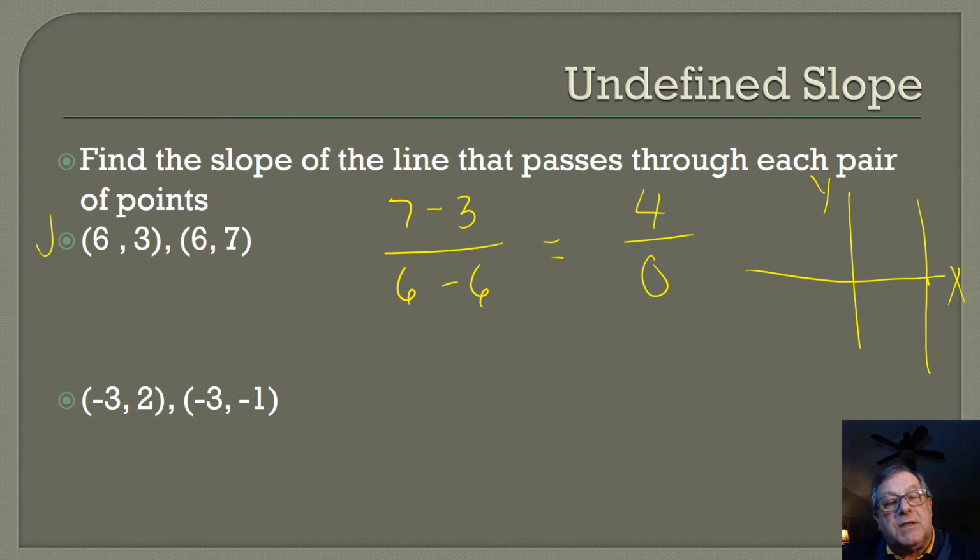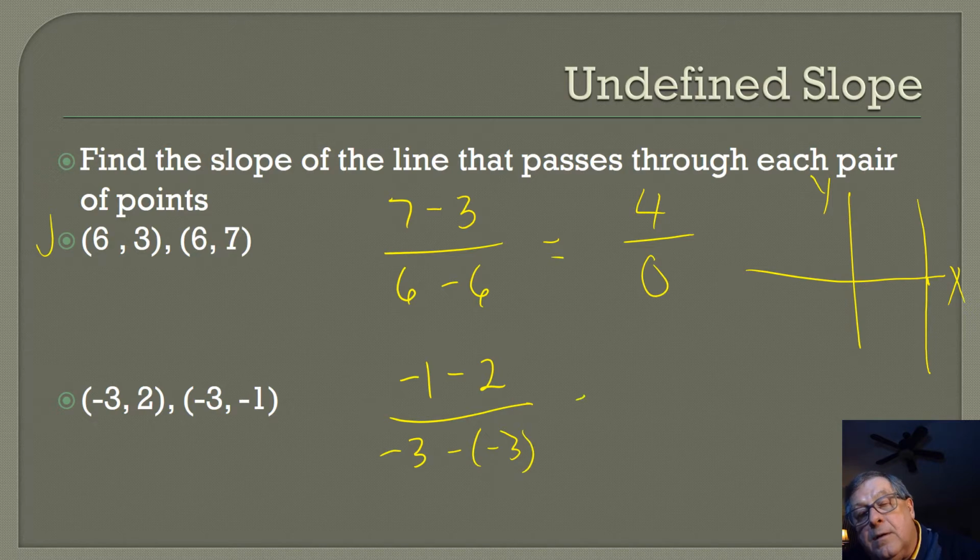We can see that we're going to have a similar situation. Let's see, y2 is equal to -1 minus y1, which is 2, over x2, which is -3, and then minus x1, which is also -3. As we start to solve that, -1 minus 2 gives us -3 in the numerator. And -3 minus -3, that's going to make that a positive. So I got -3 plus 3, again 0, out here undefined.